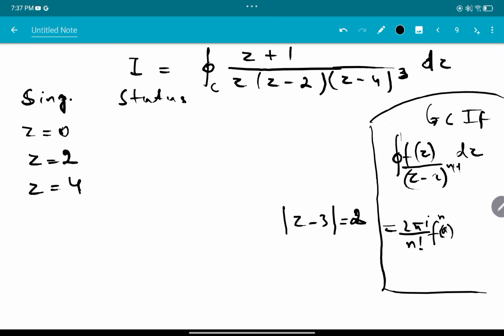That means the path is circular with radius 2, but it is not centered at the origin. It is shifted from the origin and centered at 3. So the radius is 2: from 3 it will go to 1, and on the other side it will go to 5. This is 4. Now this is our path.